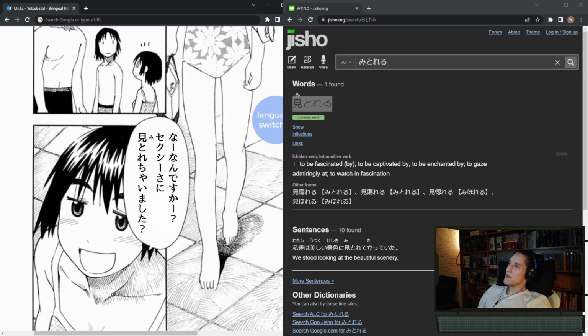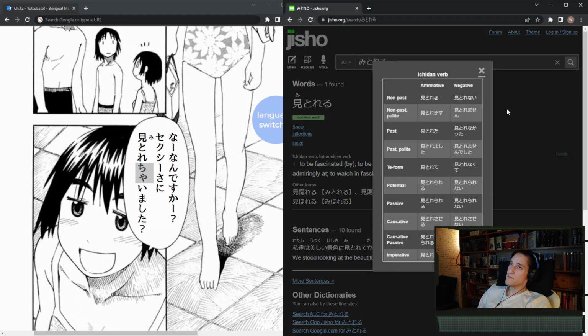But I had to go to sleep yesterday and I didn't figure out what this cha means. So why is there not te? So mitorete imashita. Because if I use the te form, it exists. Mitorete, mitorete.